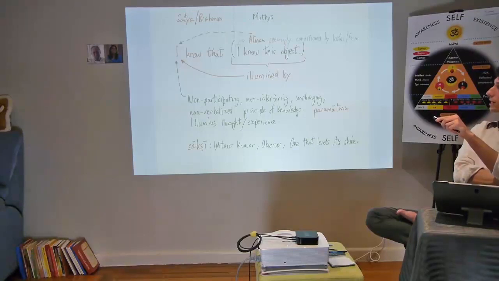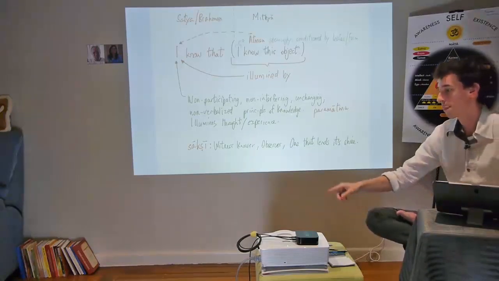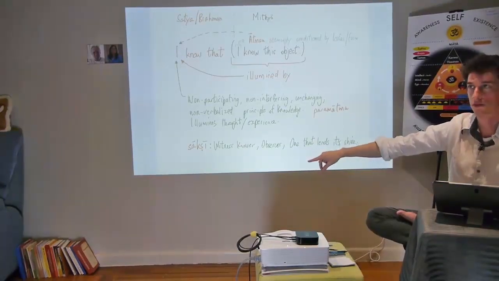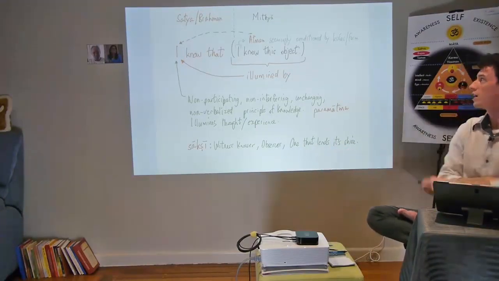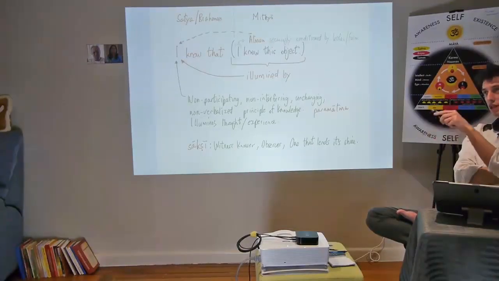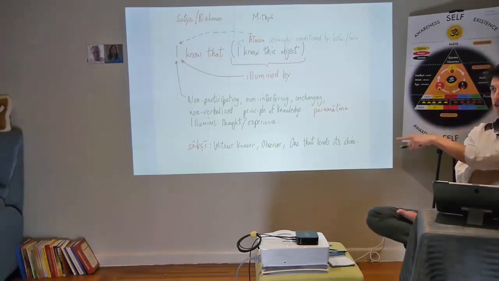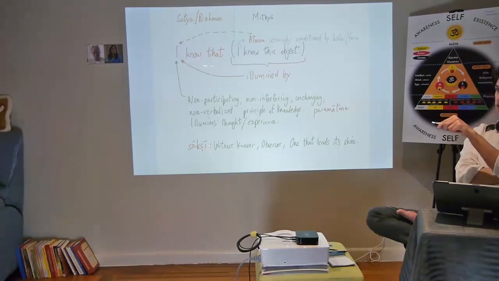This line separates the known and the knower. Satya, Mithya. Now watch this. I know this object. If I say, I know this book, can we all say, I know this book? Say it. I know this book. So how did you know that there was an I knowing about this book? This part here. That's why we call this part Atman.